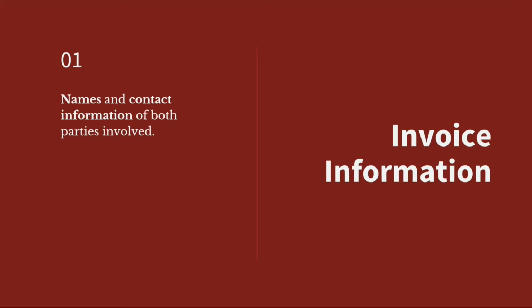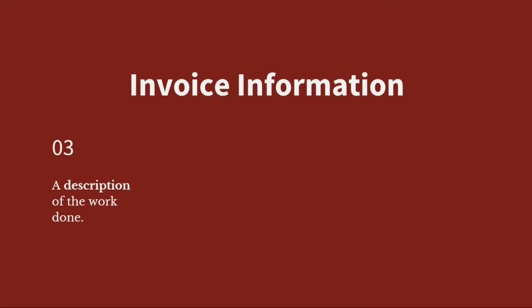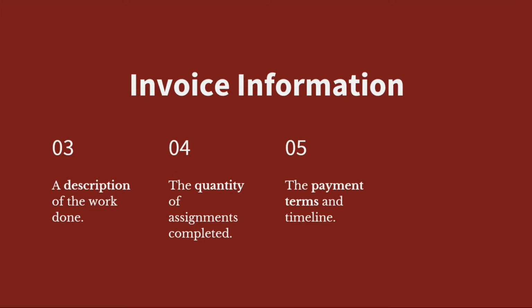All right. So for invoice information, the first thing that you want to have on it are the names and contact information of both the parties involved. And the second thing is you're going to want to make sure that there's an invoice number on it and that other important codes and numbers are on there for you. The third piece you're going to want to put up is a description of the work that's done. The fourth is the quantity of the assignments that were completed. The fifth is the payment terms and the timeline for payment.